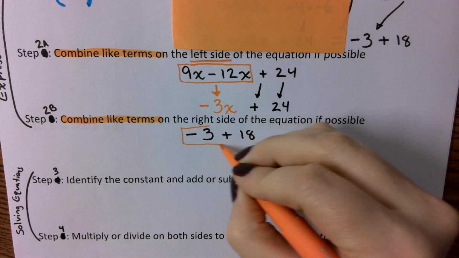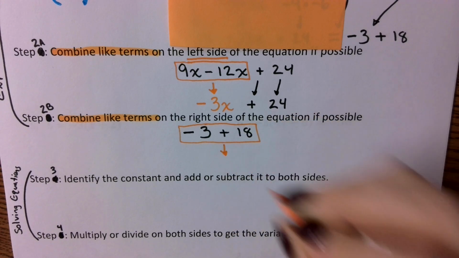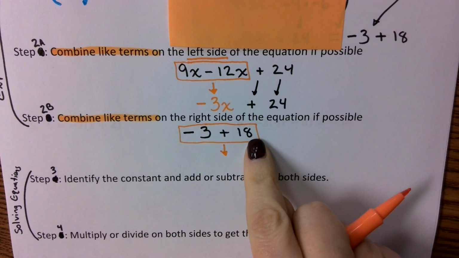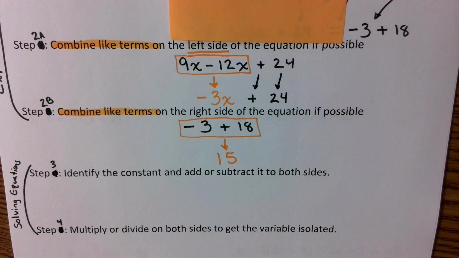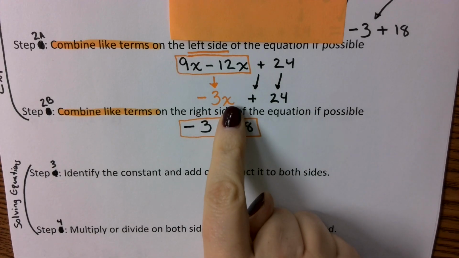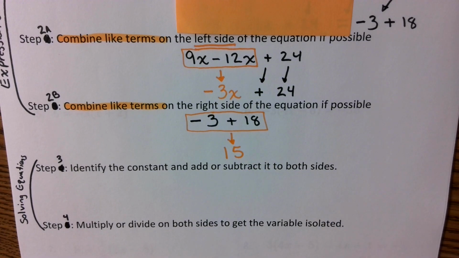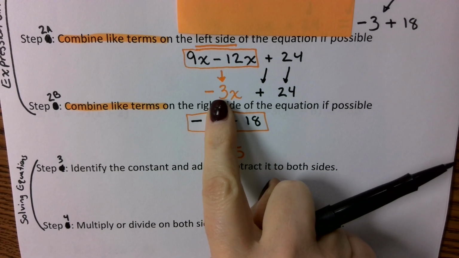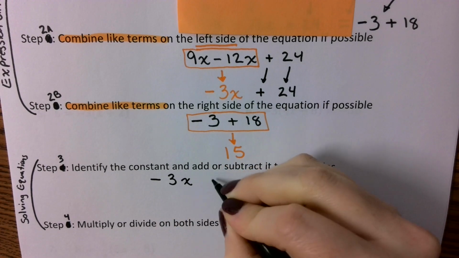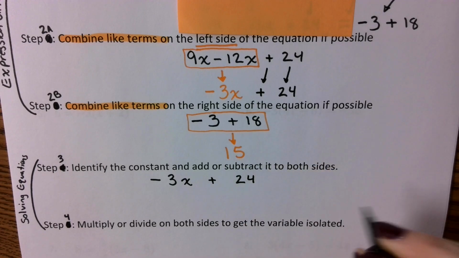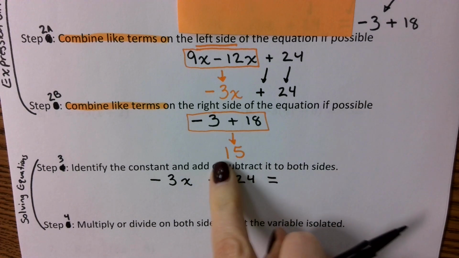So again, I'm going to put an orange box around it to show that they are like terms. They can be simplified. When I combine -3 and positive 18, we're going to get positive 15. So now we have both of our sides simplified. So I can rewrite them with the equal sign in between. I can write -3x plus 24. So I'm going to write that here. -3x plus 24. I can put my equal sign, and then I can put the right side, which was 15.